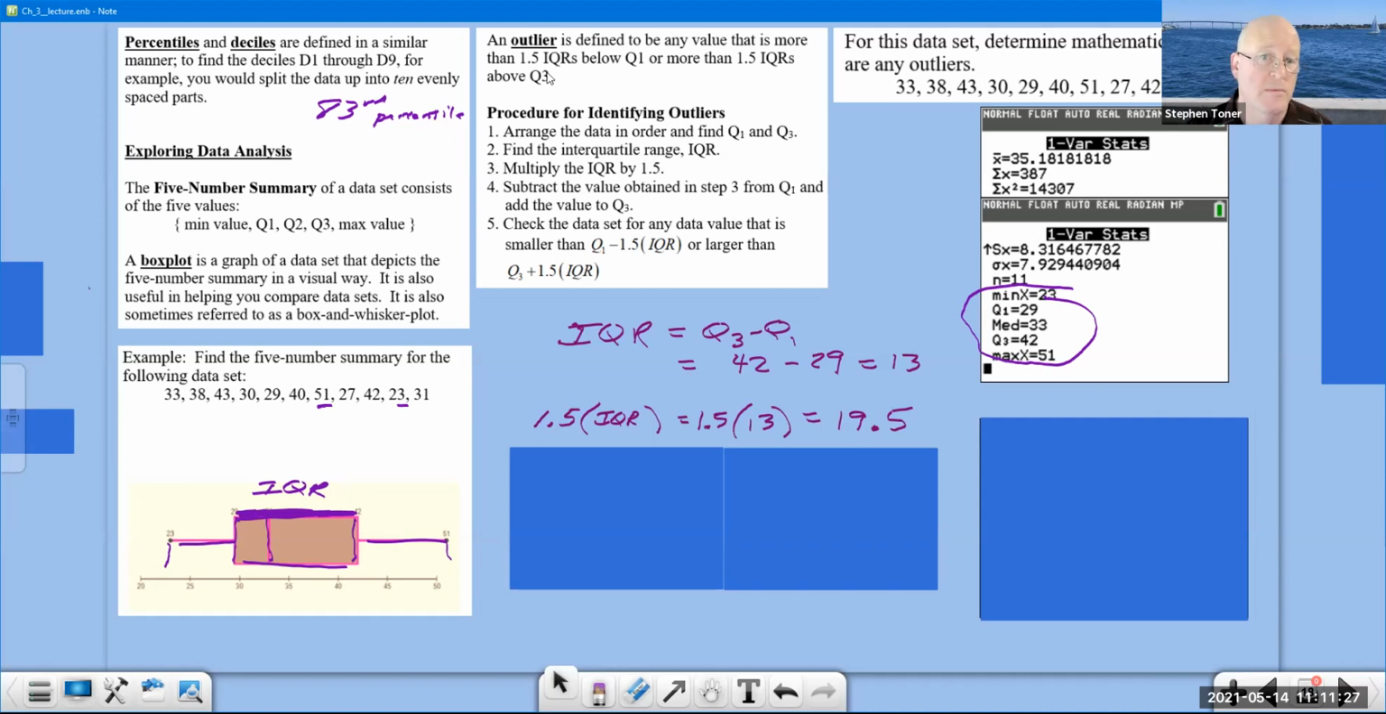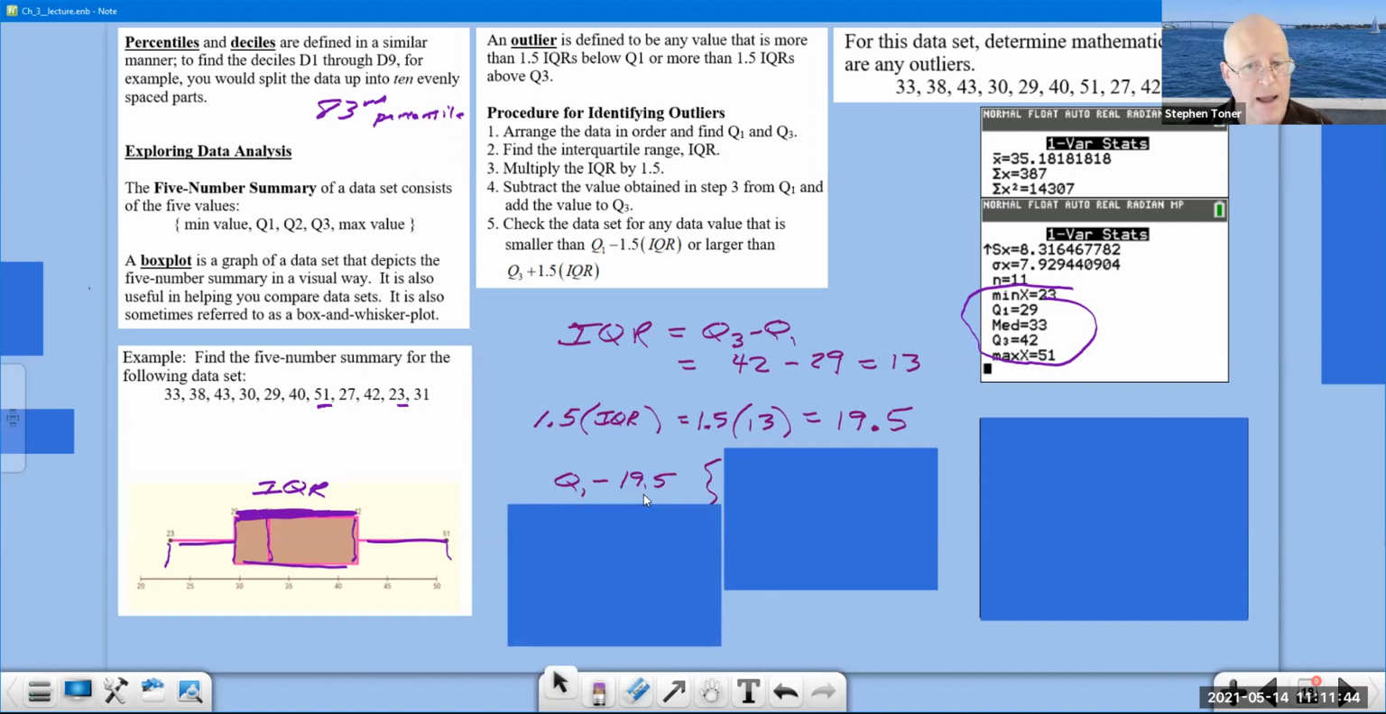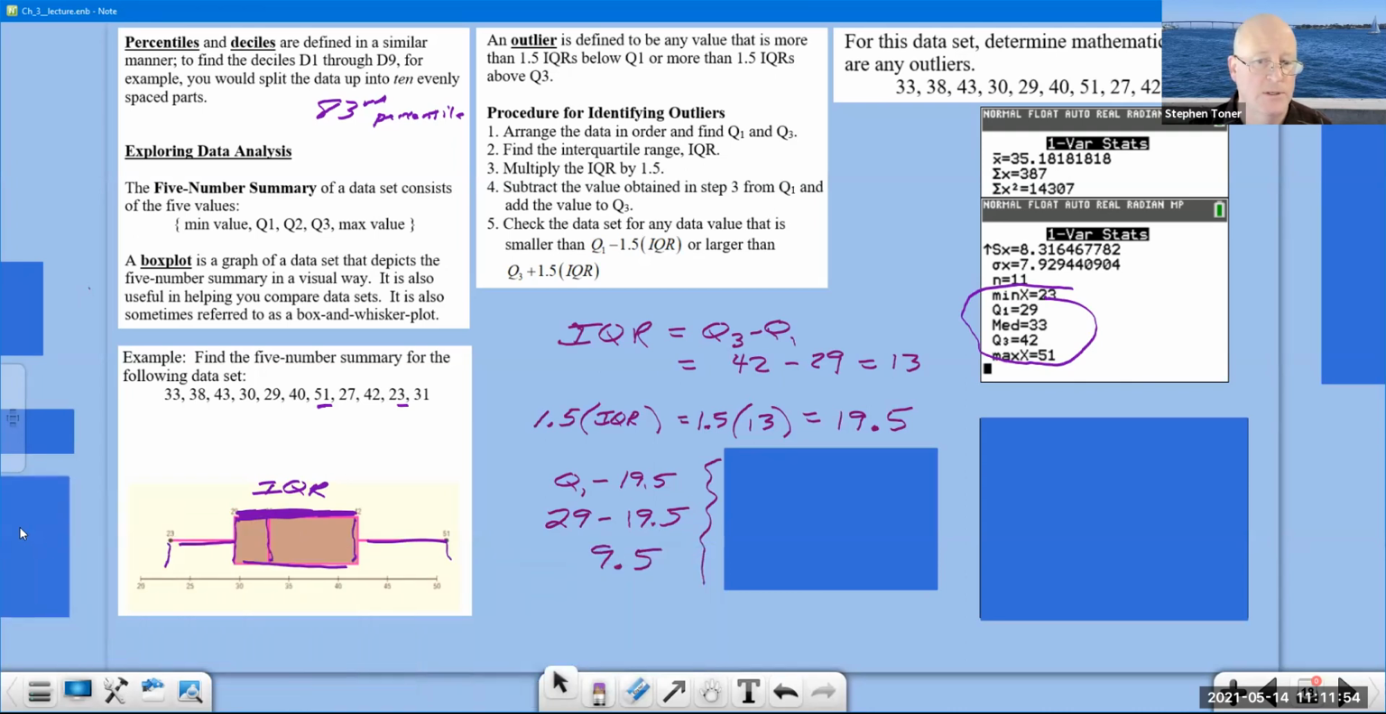Then, because the formula says 1.5 IQR below Q1 or above Q3, I'm going to do 2 separate calculations. I'm going to start with Q1 and subtract 19.5. My Q1 was 29, subtract this 19.5, we get down to 9.5.